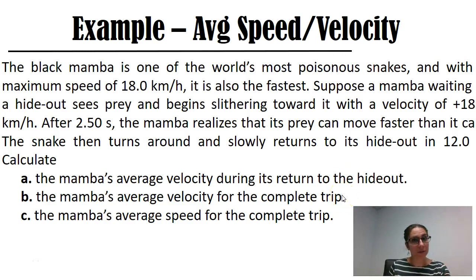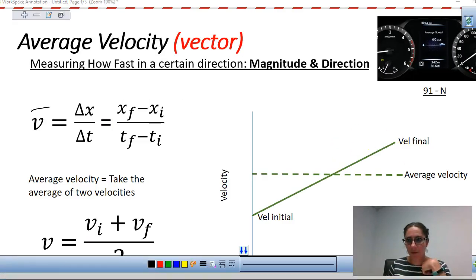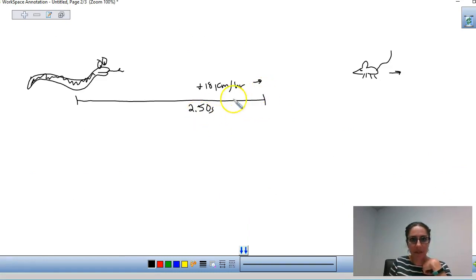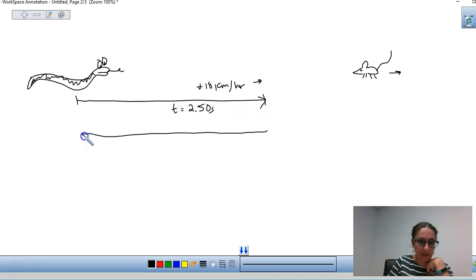Alright, notice I'm also reading this like 3 times. That's very important because you need to understand what's going on. So let's see. After 2.5 seconds, it realizes that it can move faster, then it turns around and goes back to a hideout in 12 seconds. Sorry for all this. So notice that it goes this way and its trip takes 2.5 seconds, but then it turns around and goes back and it takes 12 seconds.